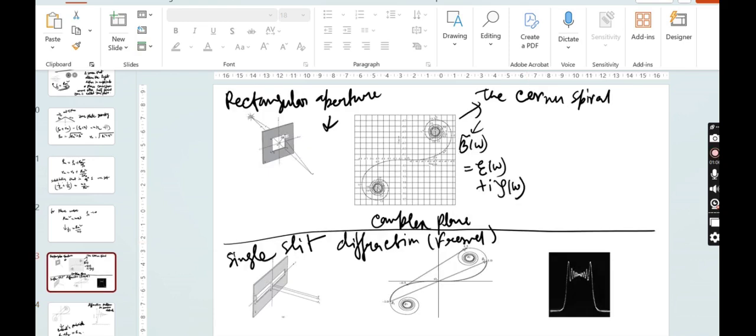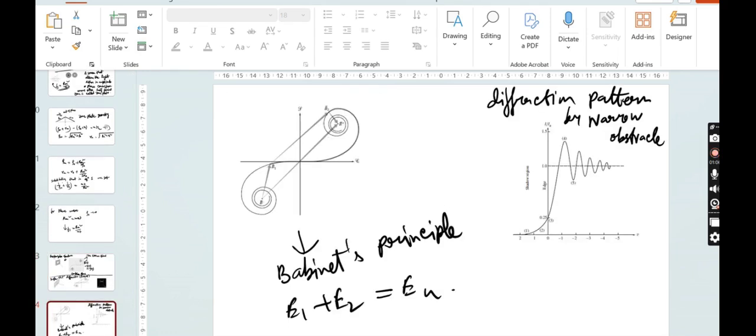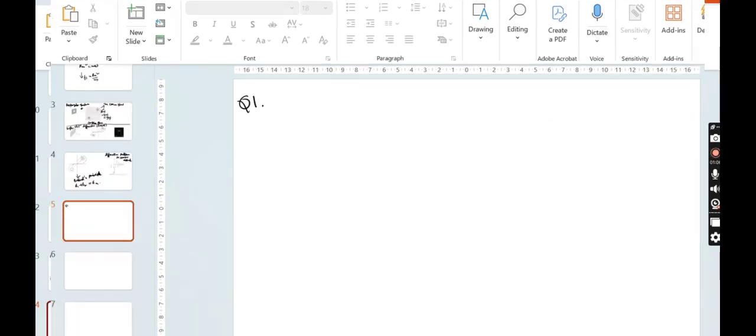For these topics, the rectangular aperture, corner spiral, Fresnel diffraction by a single slit, Babinet's principle, and the diffraction pattern of the narrow obstacle, they have been discussed well in class, and I'm not going to discuss all of this. Now I will go to the questions. Now we discuss some previous year quiz questions.